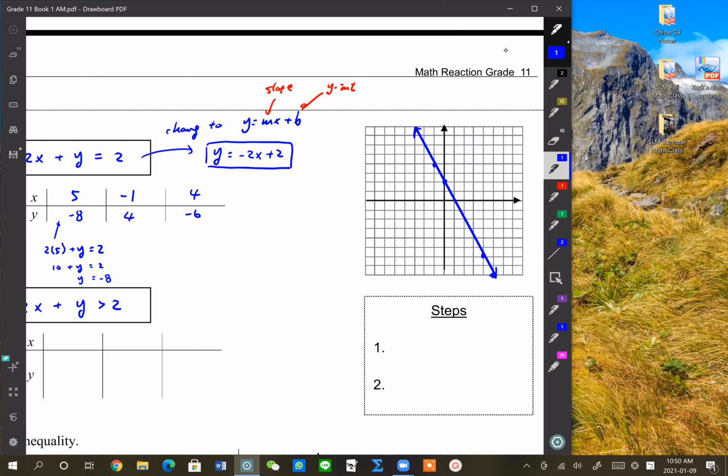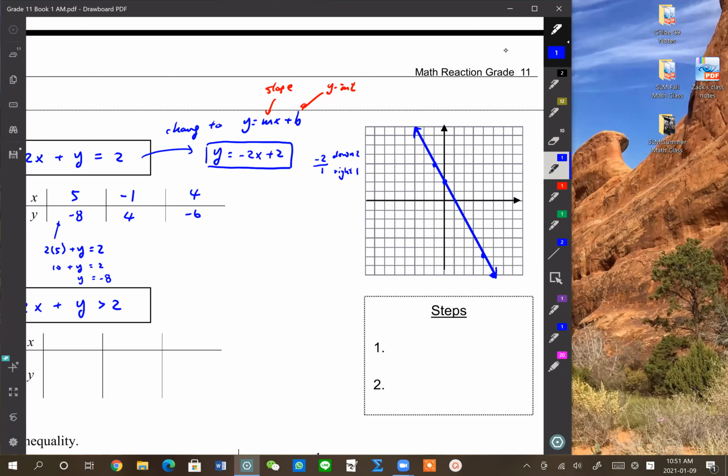Slope is negative 2 means you go down 2 and right 1, okay? This is down 2, right 1. The top number, the numerator, is up and down. If it's negative, it will be down. The denominator is left and right. So if it's negative, it will be going to the left. So this one is down 2, right 1.